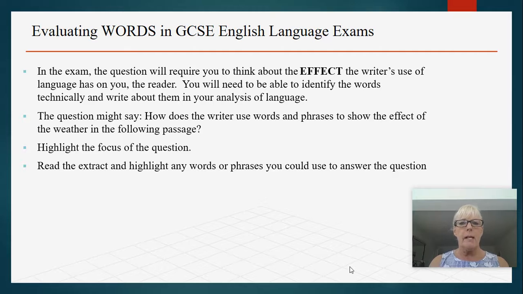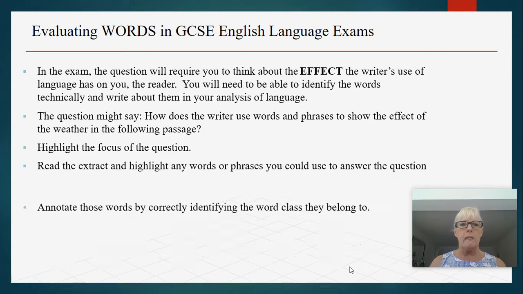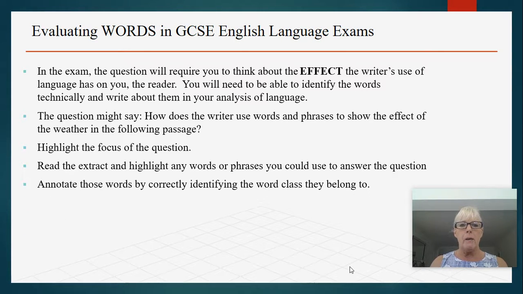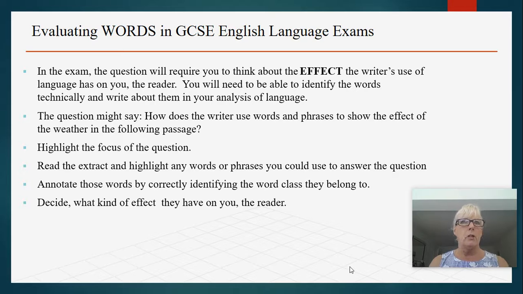Read the extract and highlight any words or phrases you could use to answer the question. So we're just looking at word classes for now. Annotate those words by correctly identifying the word class they belong to, if you can, and decide what kind of effect they are having on you, the reader. So, do they sharpen your understanding about a character's situation? Do they sharpen the effect of an atmosphere being created or something like that?